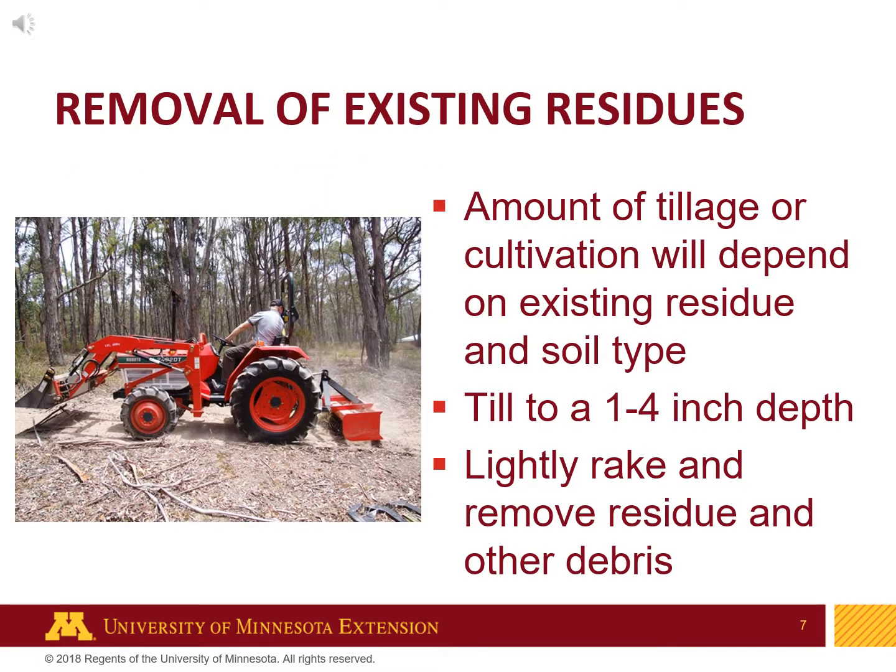Now that the existing vegetation has been killed, we can begin removing the existing residues. Despite being dead, the existing residues will require a light tillage or cultivation to remove the existing vegetation. In most cases, this will require lightly tilling the soil to a 1 to 4 inch depth. The existing dead plant residues can then be lightly raked and removed in addition to any large rocks or trash that may be present.